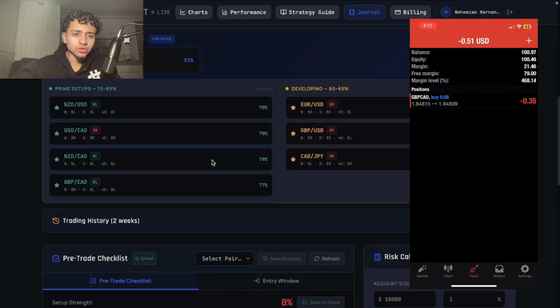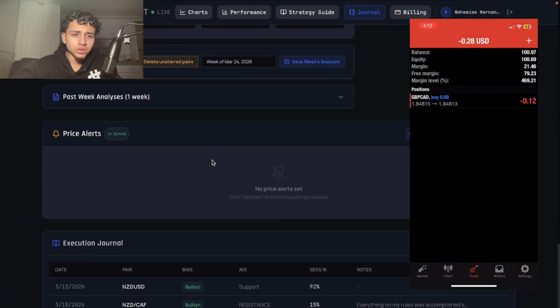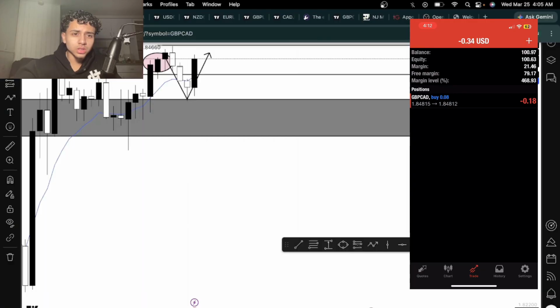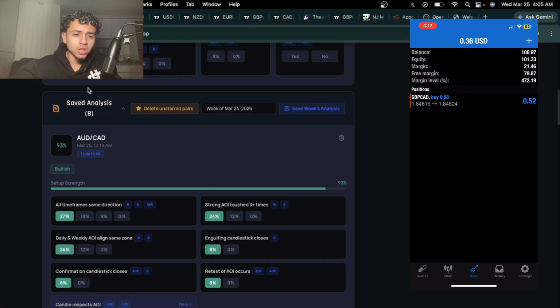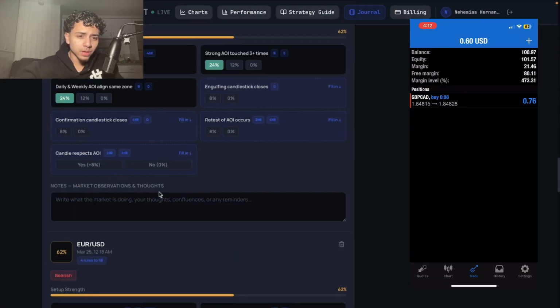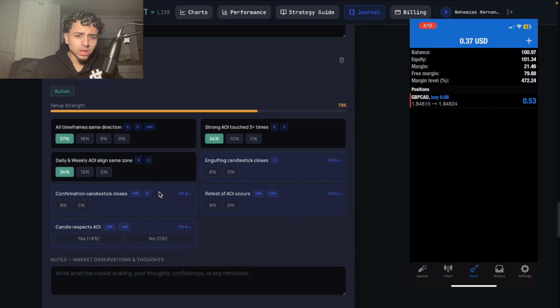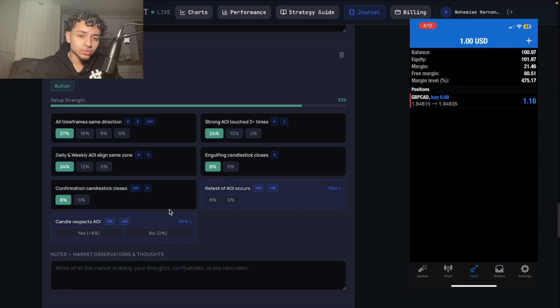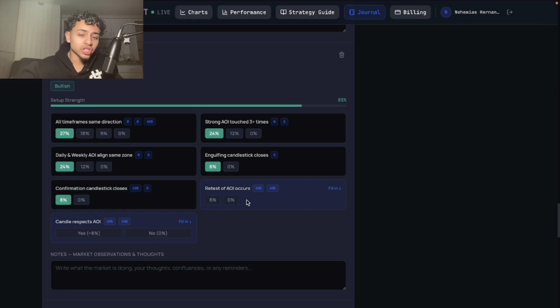We go to the Forex Strategy Assistant, and we go down here to our saved analysis, which are A pairs. So currently we are looking at GBP CAD, right? For GBP CAD, this is a perfect trade in my opinion for now. All the way down here, an engulfing candlestick close, so that's true. Now confirmation candlestick close, that is true. A retest of the area of interest occurred, that is true.